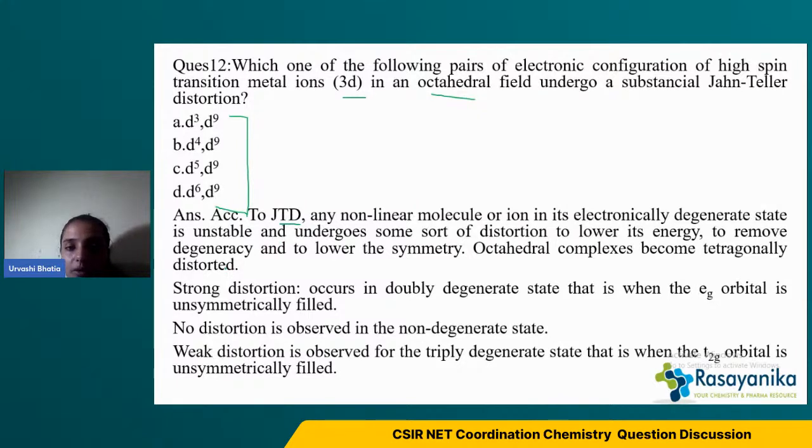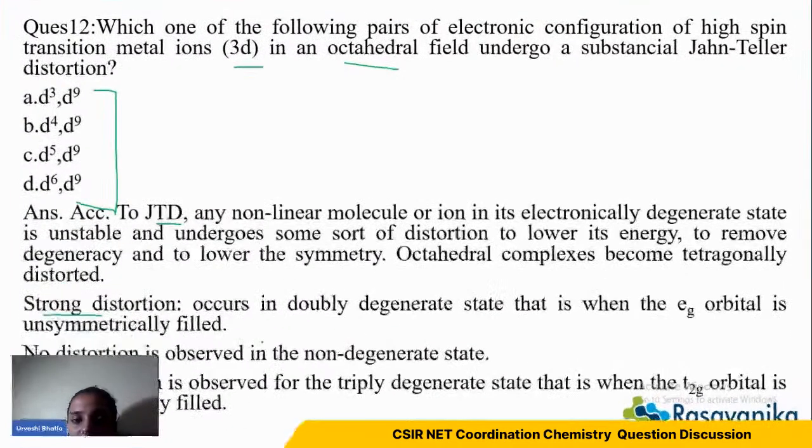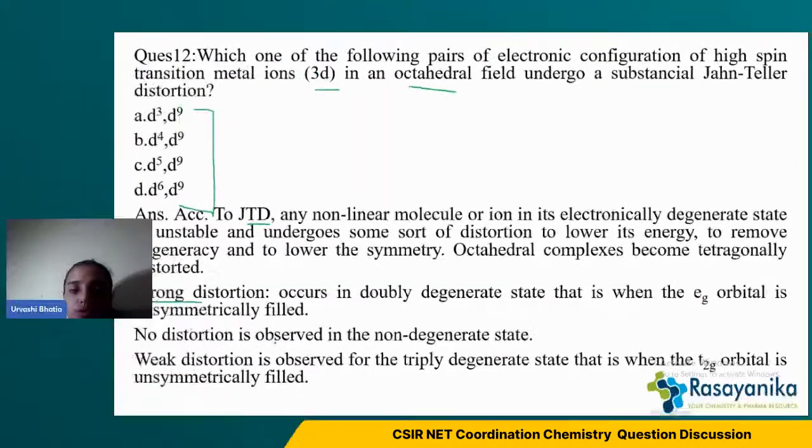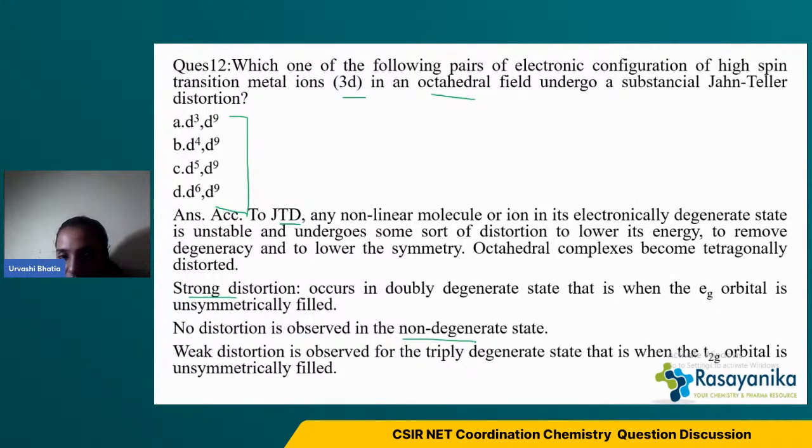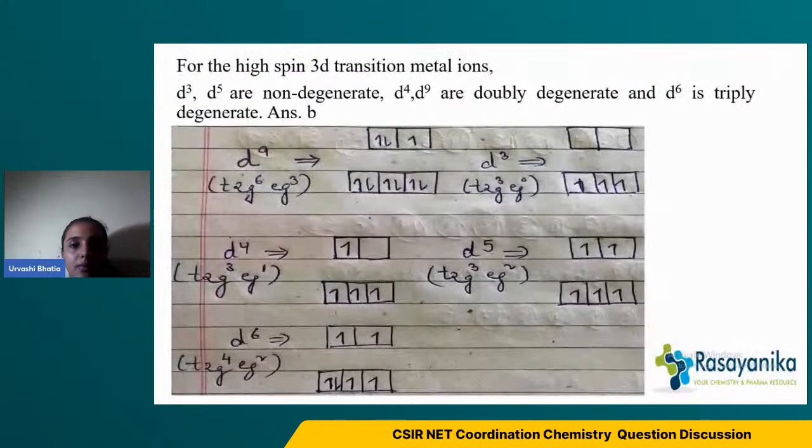Strong distortion occurs in a doubly degenerate state, that is when the eg orbital is unsymmetrically filled. No distortion is observed in the non-degenerate state, and weak distortion is observed for the triply degenerate state, that is when the t2g orbital is unsymmetrically filled. Now you can see that. Okay, now for the high spin it is given, right? High spin 3d transition metal ions.